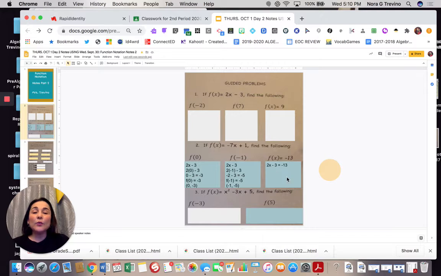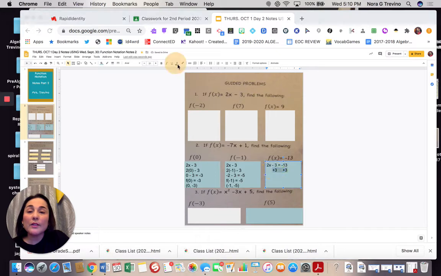And now I have to work backwards. I have to solve for x. So I don't know if you remember, but to solve for x, you want to get x by itself. So the first thing you have to do is add 3 to both sides. And like I said, you don't have to color code this. I'm doing it so that you can see the steps that are occurring. Okay. If I add 3 to both sides, I end up with 2x on the left equals negative 13 plus 3 is negative 10.